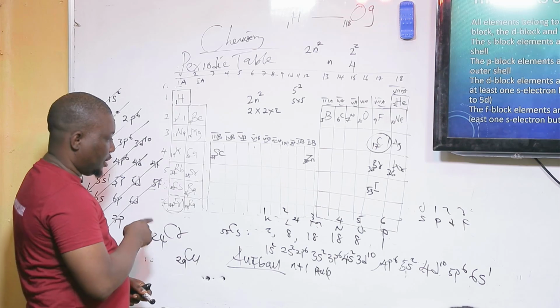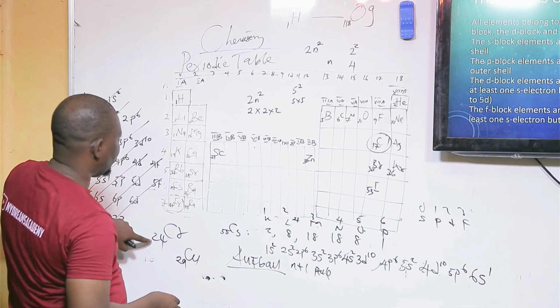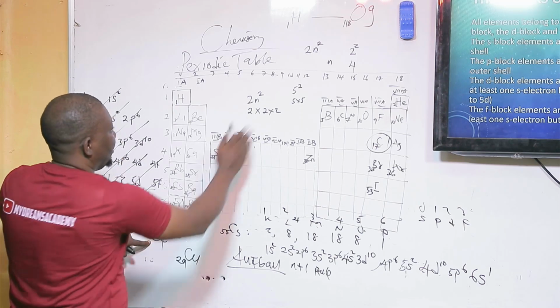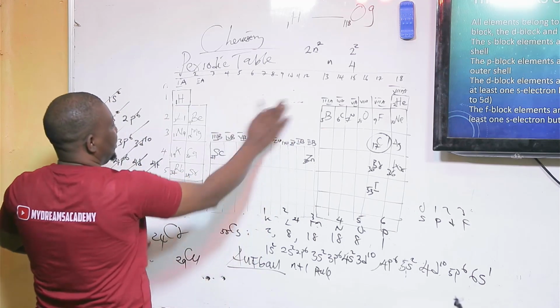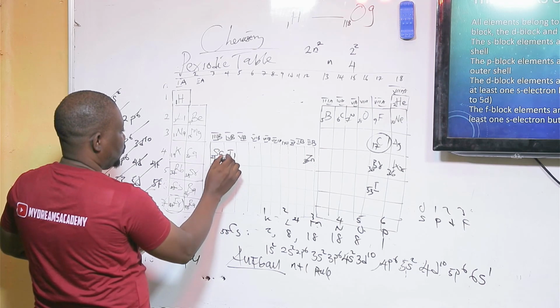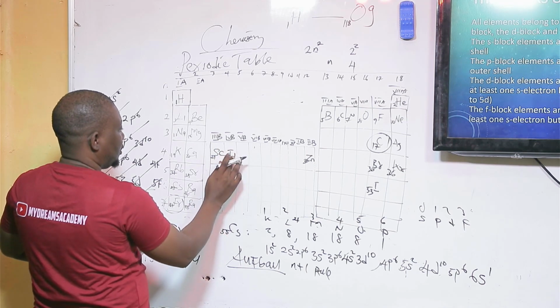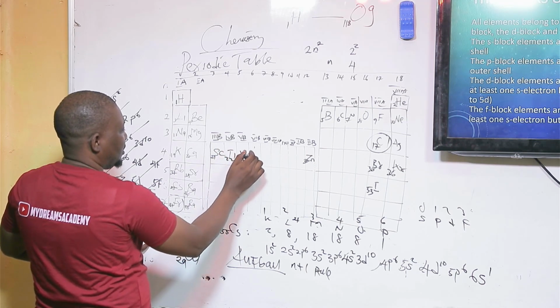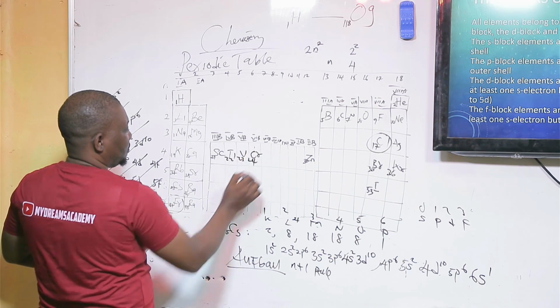How did they violate it? Okay, let's see. In writing chromium, after calcium 20, the chromium should be here. Let me place it here. 21 titanium, 22, I think vanadium 23, and chromium 24.